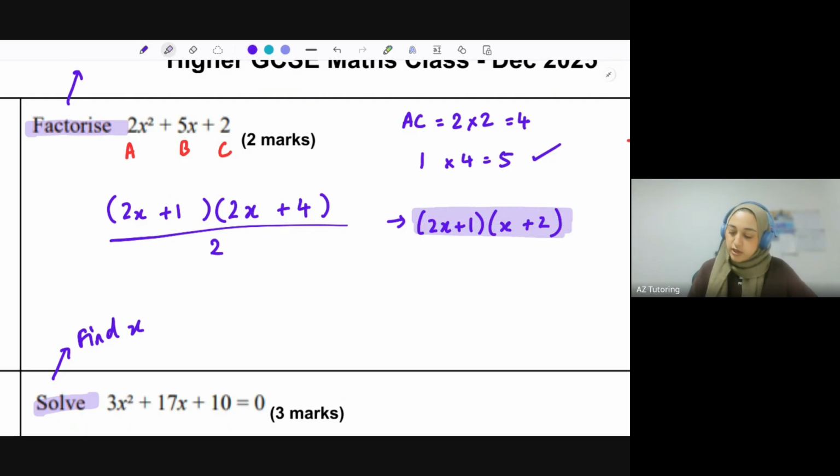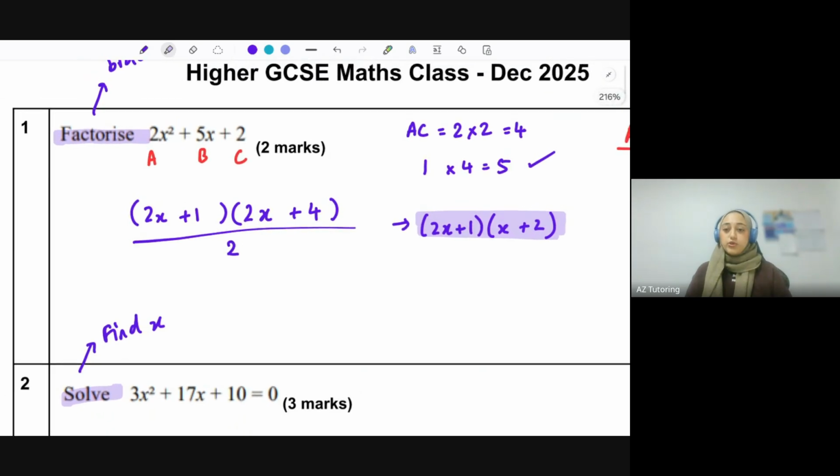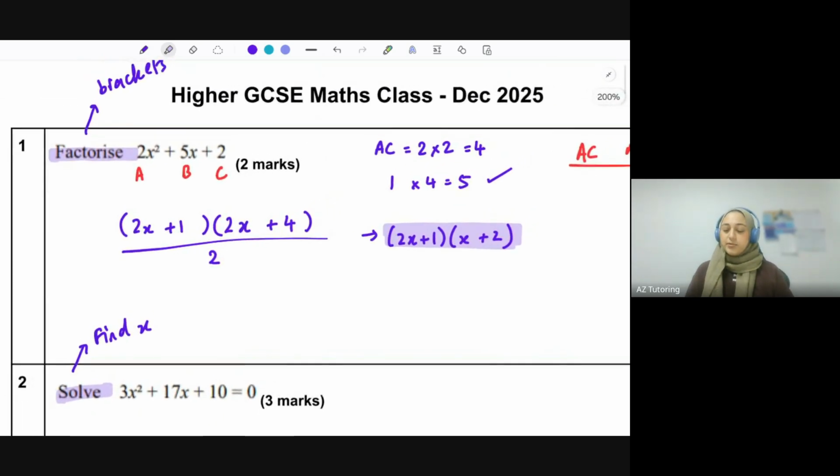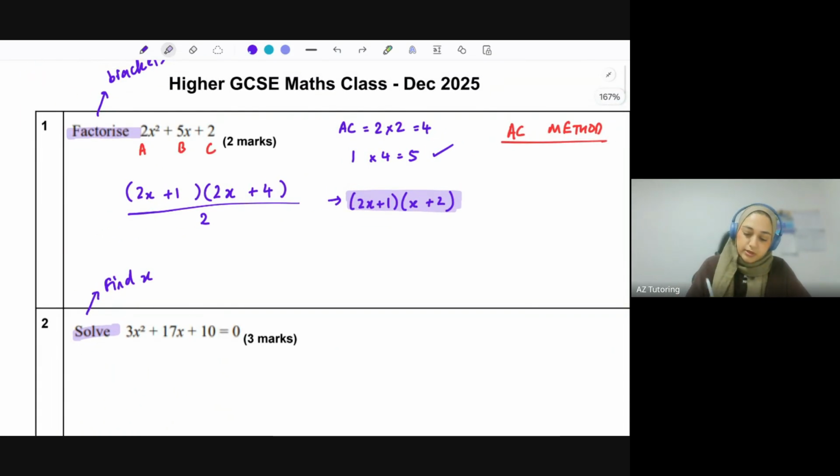Now, a lot of people do not like using this method. Personally, I don't use this method either because in the exam, it can be quite stressful finding the two numbers that will fit to go here, especially if it's a big number. So there's another method I will show you how to use as well. But that's the AC method. And that's your final answer.